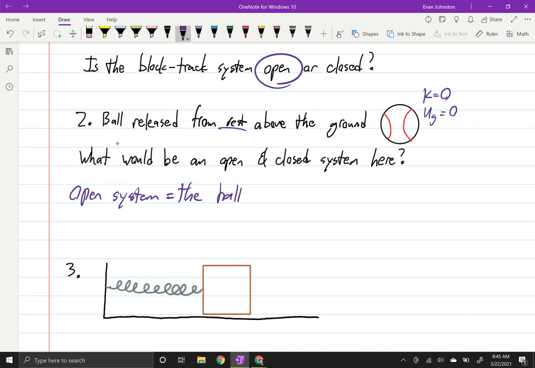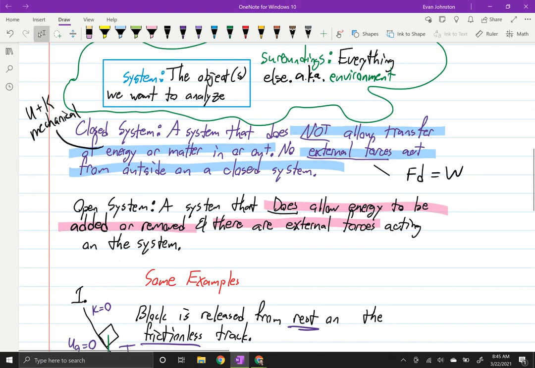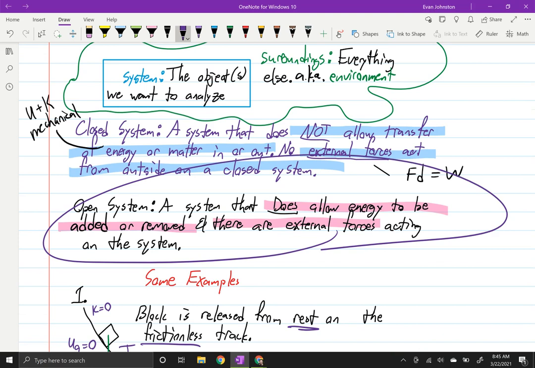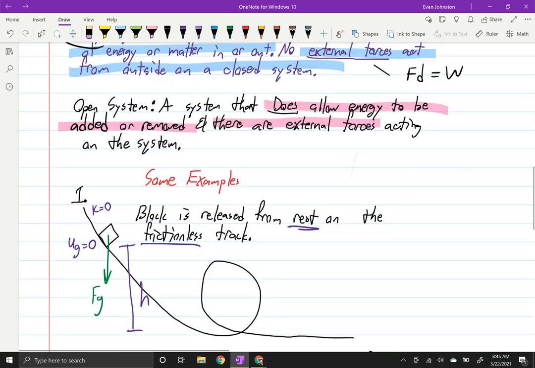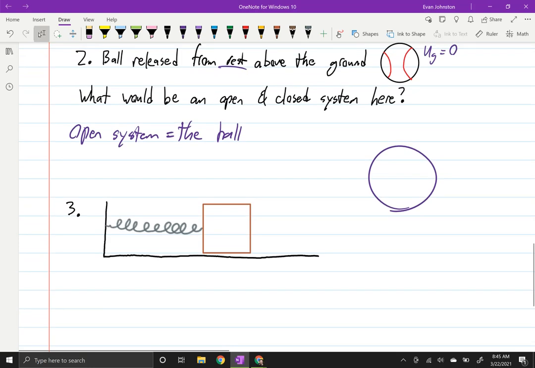So at the end, when it's down here and it's speeding up and going faster, it has literally had energy added to the system. Well, there's something outside that was acting on the system, so it must be an open system. We've had energy added to it, is what it's really saying. And so that would be just the ball.